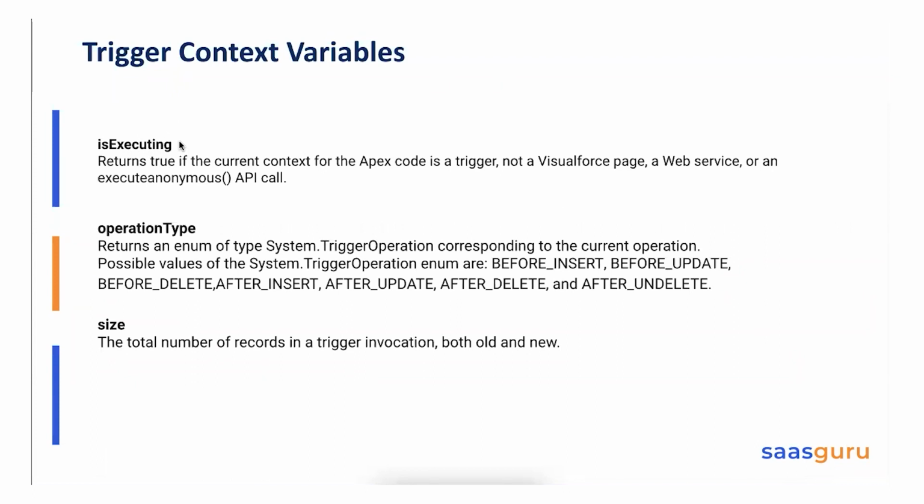for shared code. Suppose I have a method, and that method is called from the Apex trigger, and it is also called from any web service or any page, and maybe I'm calling that method from the anonymous window. Then is executing will return true if that code is called from a trigger. It is helpful to identify that this logic is being called from a trigger, so maybe I need to do these things. If not, then I need to perform the normal operations. So we can use is executing there.